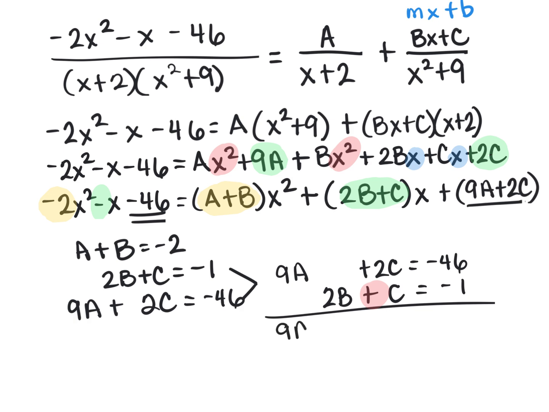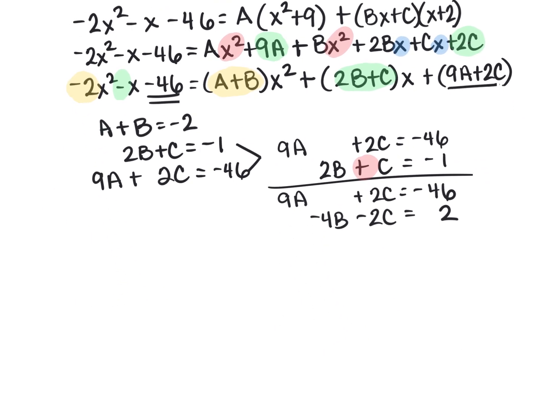So I'm going to keep the 9a and 2c and -46 just like they are. And then I'm going to multiply that bottom line by -2. So I have -4b minus 2c is equal to 2. So when we add that together, we have 9a minus 4b. My c's are gone, so then I've got -44. And now we're going to take the a plus b is equal to -2.